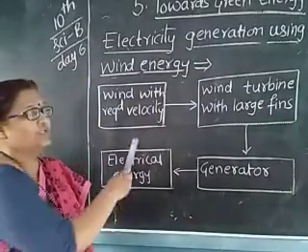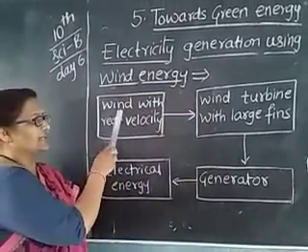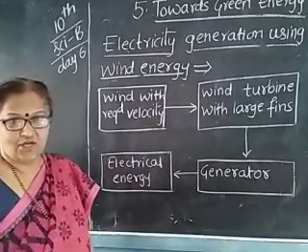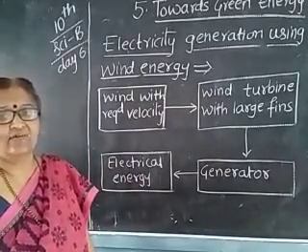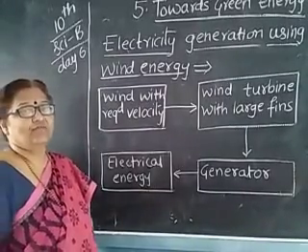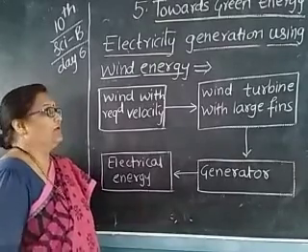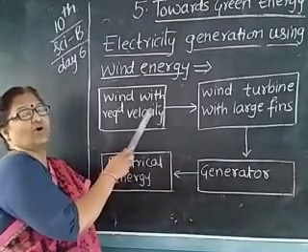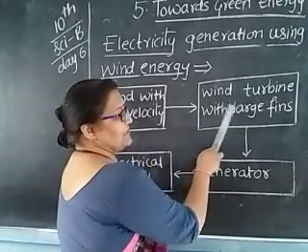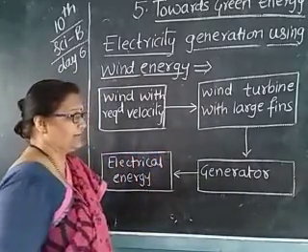This is the flow chart of the wind energy plant. See here what is done actually. The wind with the required velocity. Now here wind is required for this power plant, so it should have a proper velocity. Now this wind falls onto the turbine, the wind turbines with the large fins. Then this wind goes to the turbine.